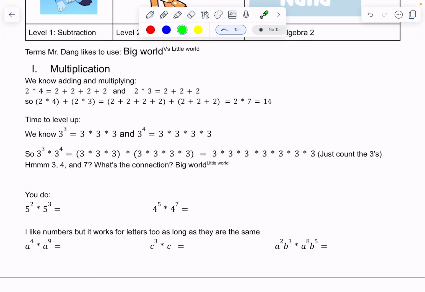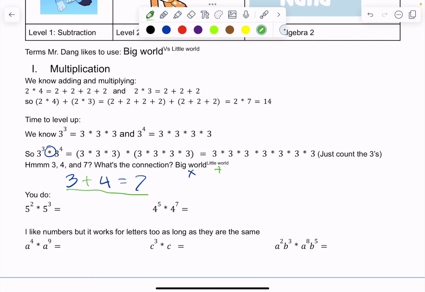This is some sophisticated work here, but I started off with 3. And then I did something with 4. Then I got to 7. What would the magic operator be in between these two? What do you think? It's addition. In the big world, we were multiplying. But in the little world, it becomes addition. Because when we bring it out, only looking at the exponents, we just added them together. This works when the bases are the same.